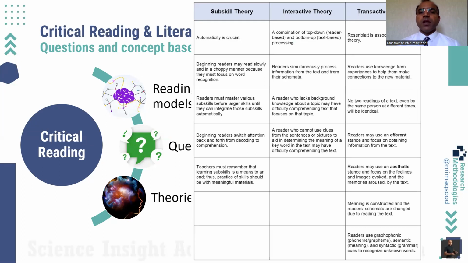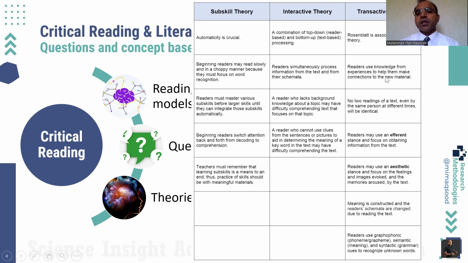In sub-skill theory, as we talked, it's a kind of automatic reading. I mean, you are reading, you are understanding the things, and you might find some answers or you might love the paper. It's not important for me, but the paper might be important. Usually the general readers, meaning the beginners who are starting their research careers, follow this sub-skill theory. The interactive theory, like the interactive reading model, is a combination of top-to-down and bottom-up models, meaning you are processing the text.